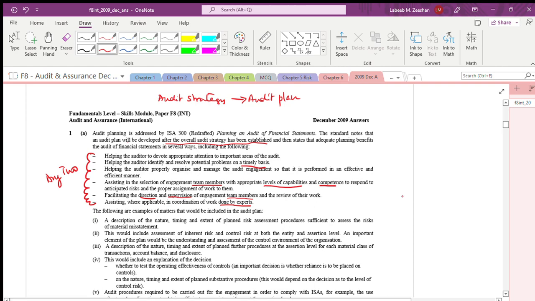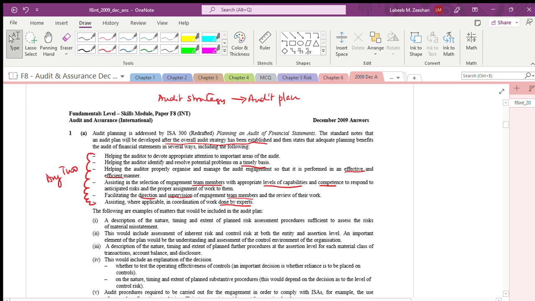Planning helps the auditor devote appropriate attention to important areas. First you have to identify and resolve problems on a timely basis. It helps the auditor organize the audit engagement properly, to be effective and efficient. It helps to have engagement team members with appropriate capabilities, competence, knowledge and skills. It will facilitate direction and supervision of team members. And if there is any assistance, we can take it in coordination with the auditor. You have to write any two.